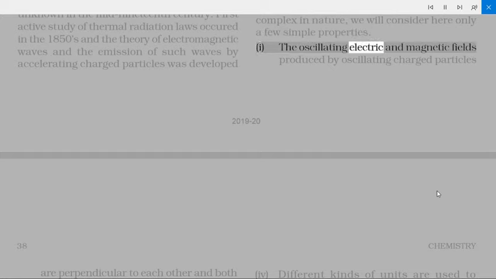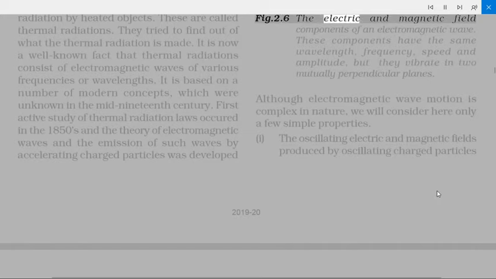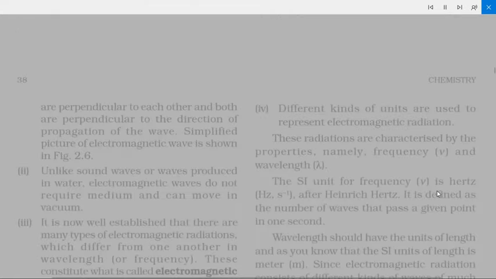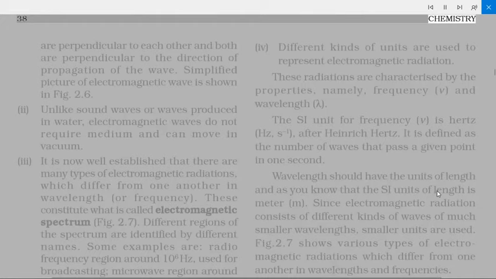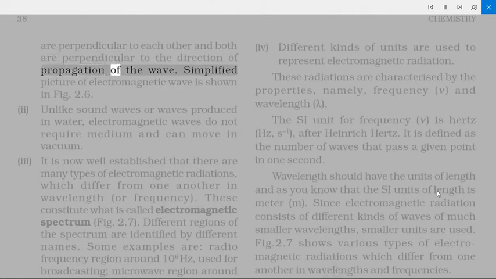1. The oscillating electric and magnetic fields are produced by oscillating charged particles, Fig. 2.6. The electric and magnetic field components of an electromagnetic wave have the same wavelength, frequency, speed and amplitude, but they vibrate in two mutually perpendicular planes. These are perpendicular to each other, and both are perpendicular to the direction of propagation of the wave. Simplified picture of electromagnetic wave is shown in Fig. 2.6. 2. Unlike sound waves or waves produced in water, electromagnetic waves do not require medium and can move in vacuum.